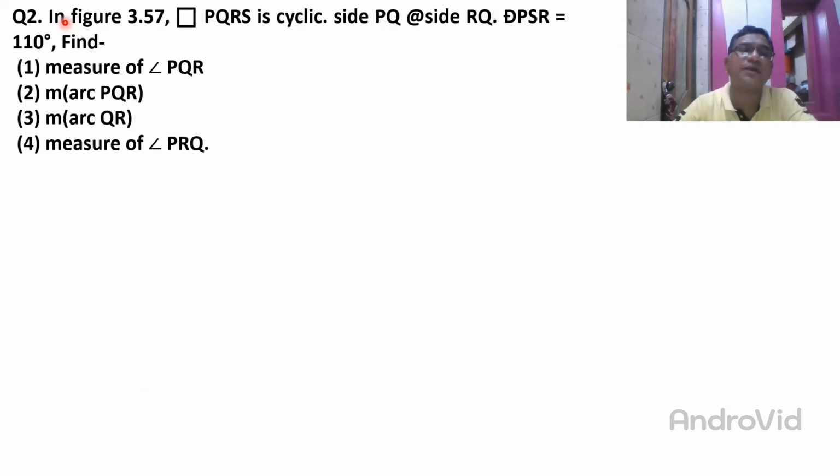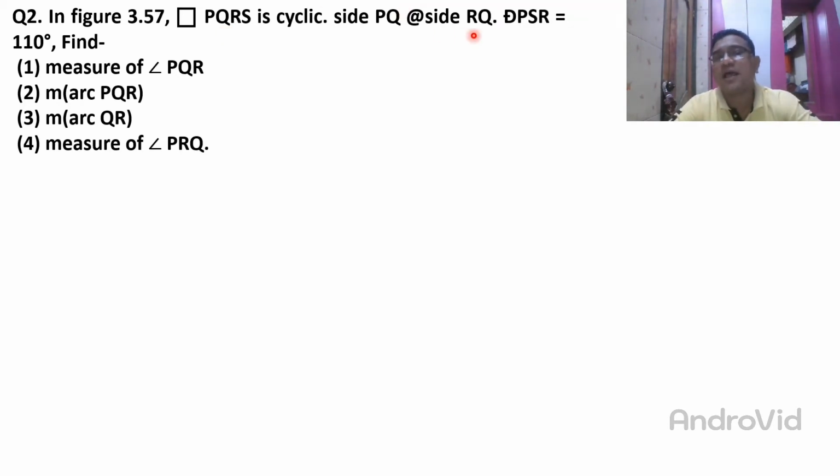So problem number two. In figure 3.57, PQRS is a cyclic quadrilateral. Why is it called a cyclic quadrilateral? Because all 4 points P, Q, R and S lie on a circumference. So PQRS, all the points P, Q, R and S, lie on a circumference, so PQRS is a cyclic quadrilateral.